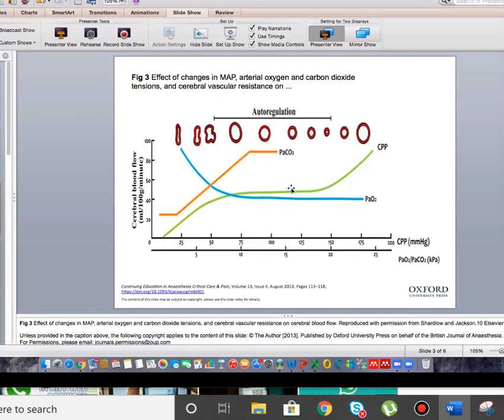So if you consider the graph between CPP and cerebral blood flow in a patient with hypertension, is it the same or is it different? Can you remember your physiology?